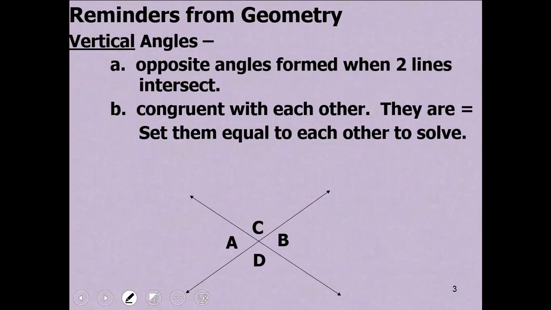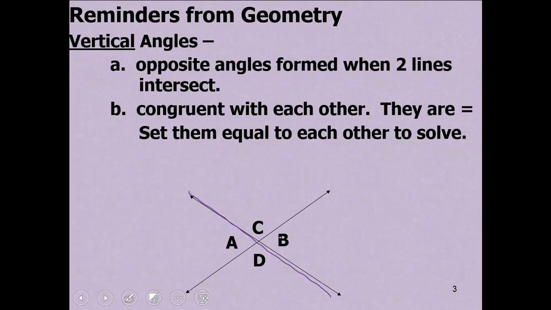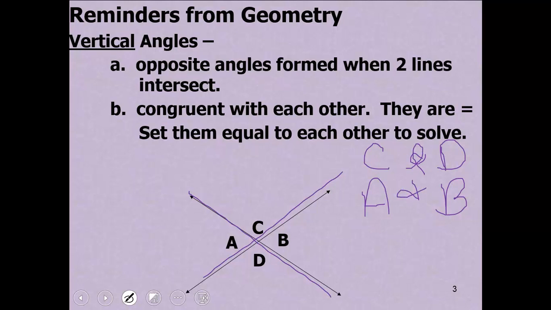Okay, reminder from geometry of what a vertical angle is. Whenever you take two lines and you draw them together like I did here, four angles are formed. The opposite angles are called vertical angles. So angle C and angle D are vertical angles, or opposites. Angle A and angle B are vertical angles, or opposites. The cool thing about these vertical angles is that if you know the value of one, you know the value of the other. They are equal. So angle C has to be the same as angle D. Angle A has to be the same value as angle B.